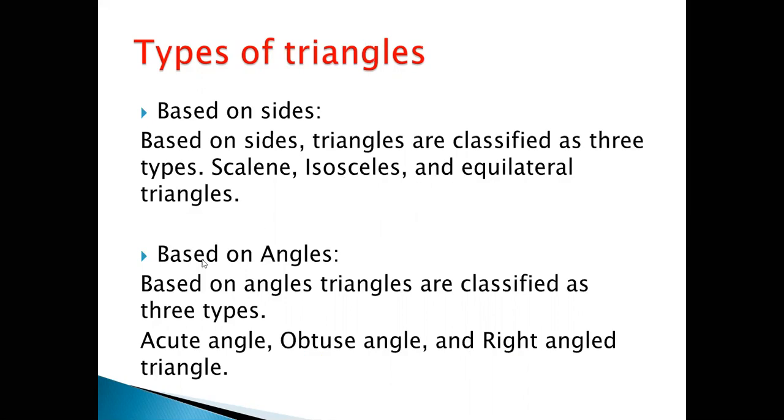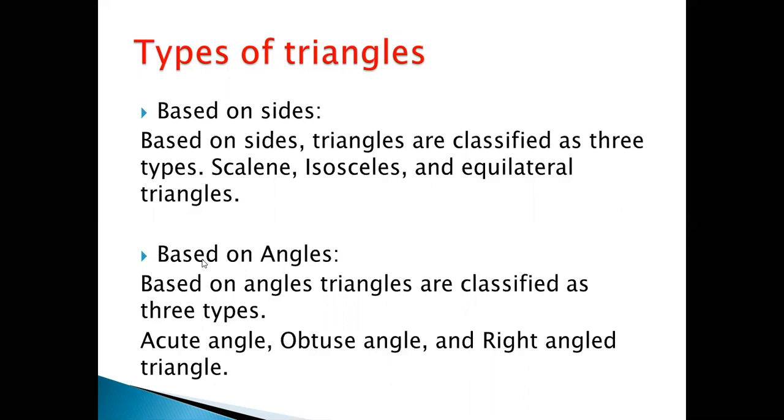Then based on angles, the triangles are categorized into three types. One is the acute angle triangle, another is the obtuse angle triangle, and the third is the right angle triangle. So based on angles, the triangles are classified into three categories. And based on sides also, the triangles are divided into three types: the first is the scalene triangle, the second is the isosceles triangle, the third is the equilateral triangle.